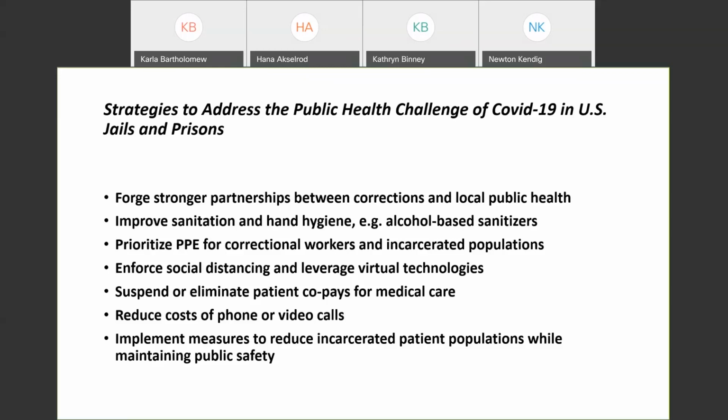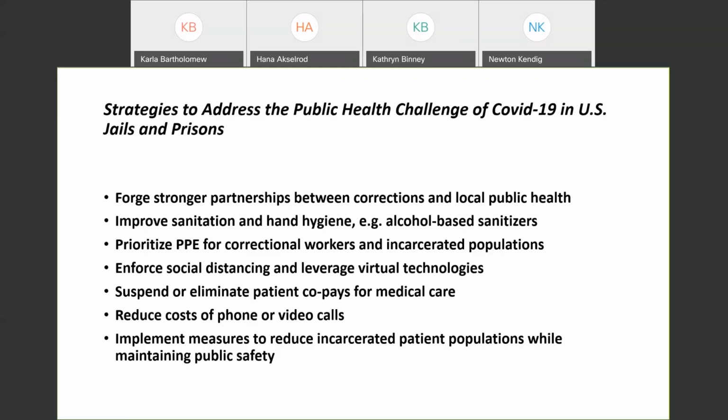We need to reduce costs of phone or video calls. It's very isolating just on any given day. It's obviously isolating to be incarcerated, and now nearly all jails and prisons have reduced visitations with families, with children not having access to parents. So I was glad to see that the Federal Bureau of Prisons actually discontinued costs for patients having access either by phone or video to their families. And we should, as we talked about, look at ways of meaningfully reducing the patient populations while maintaining public safety.